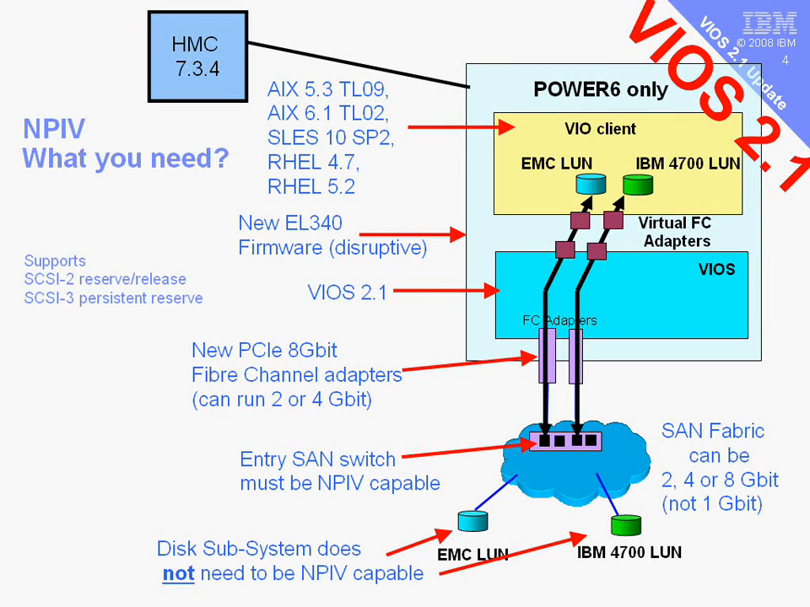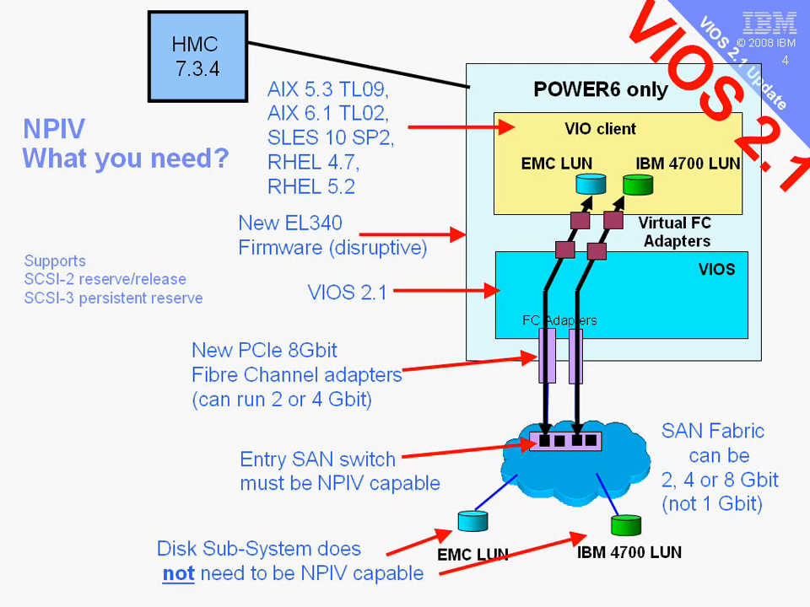Now, I'm told by my storage colleagues that this may be what's called an advanced feature, and you may have to actually purchase NPIV capability on your switches, so that's worth checking. Across your SAN fabric you can run at 2, 4 or 8 gigabit, but I'm told that it's not supported over 1 gigabit SAN fabrics.